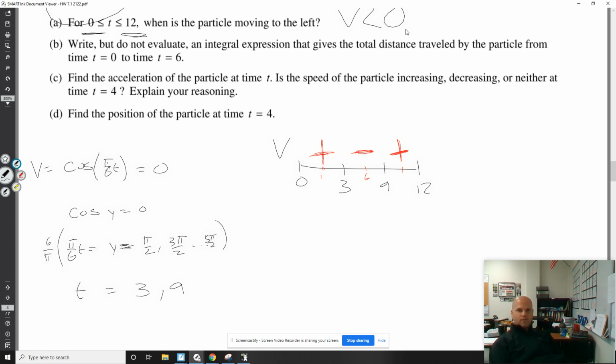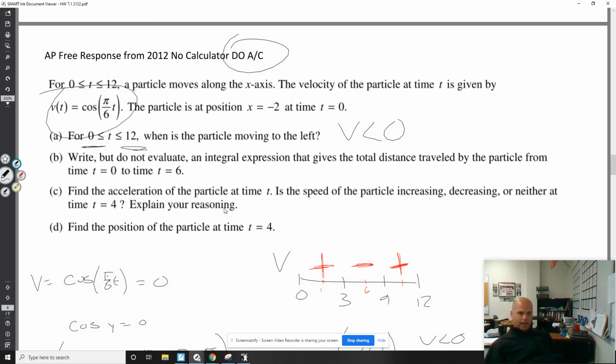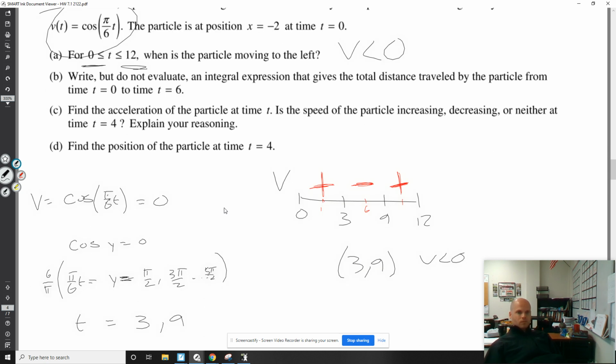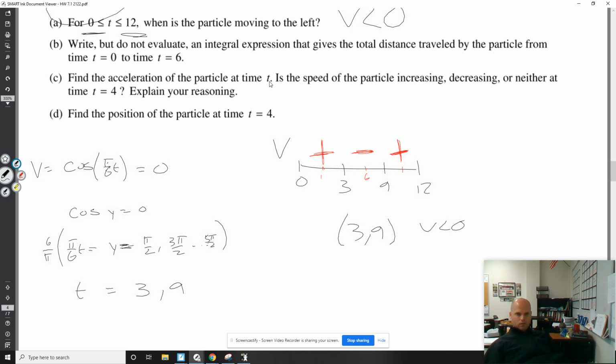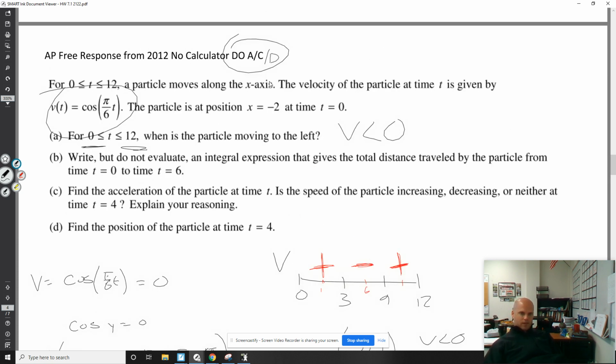When am I moving to the left? When my velocity is negative, 3 to 9. With reasoning, we have to be ready for reasoning. Reasoning is going to be easy. And part C. We should be able to do part D as well. Find the acceleration of the particle at time t. Is the speed of the particle increasing, decreasing, or neither at t equals 4? Let's do A, C, and D. Though we'll probably do part D tomorrow, next class. So let's just do A and C.